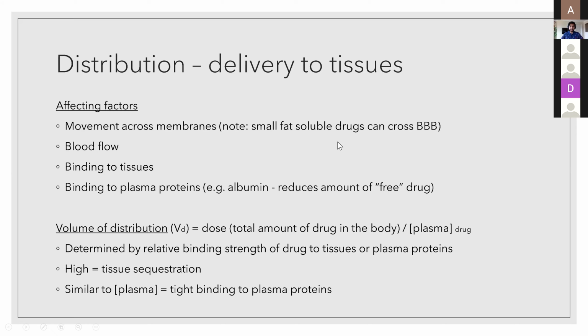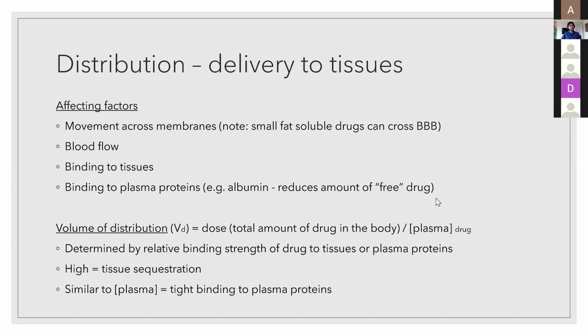Blood flow affects distribution because obviously the faster the blood is flowing, the quicker the drug can get around to the different tissues in the body. Also, how efficient the drug is at binding to tissues will affect how quickly it will be delivered to tissues, and also binding to plasma proteins. If the drug likes to bind to plasma proteins in the blood, it's more likely to stay in the blood and less likely to go and bind to tissues and be delivered to them. An example here is a plasma protein called albumin. Albumin reduces the amount of free drug, which can then go and act at tissues and produce some sort of therapeutic effect.